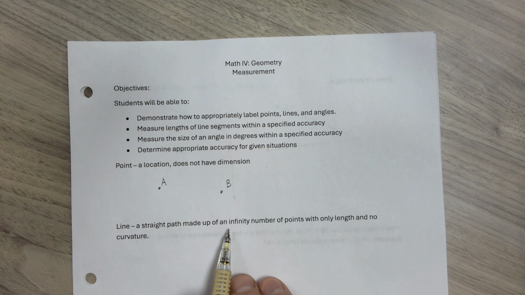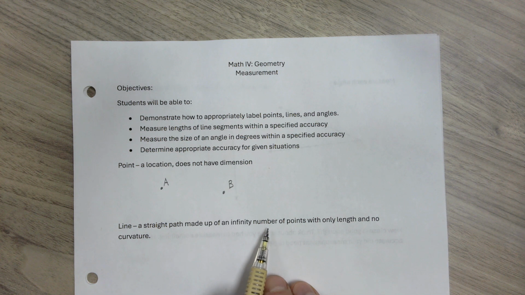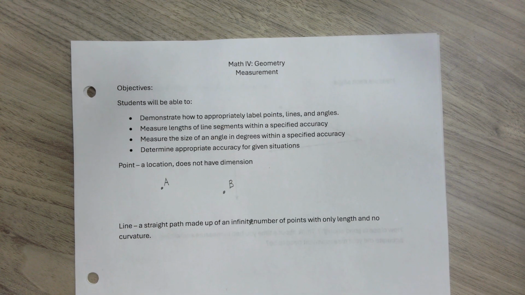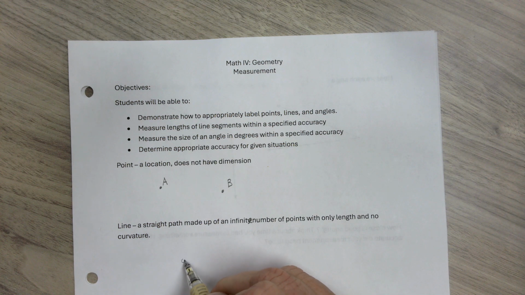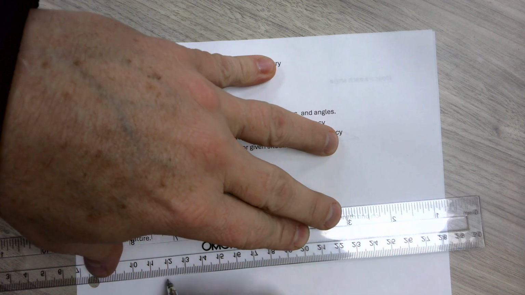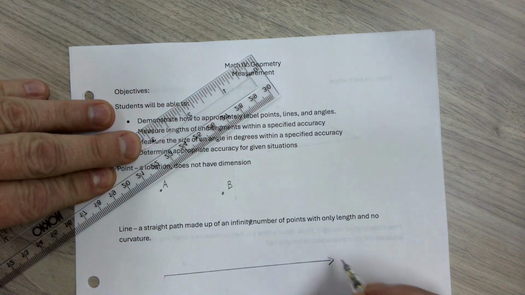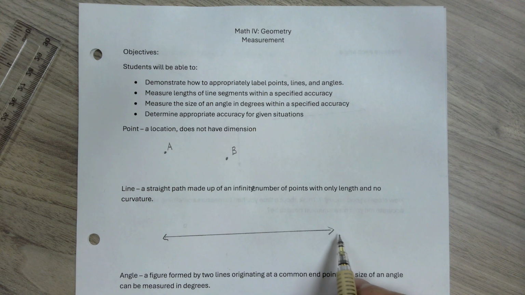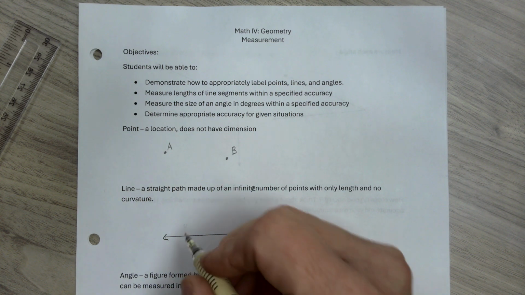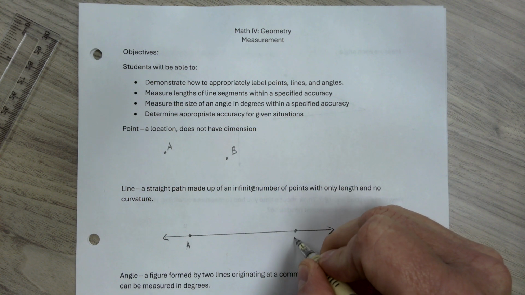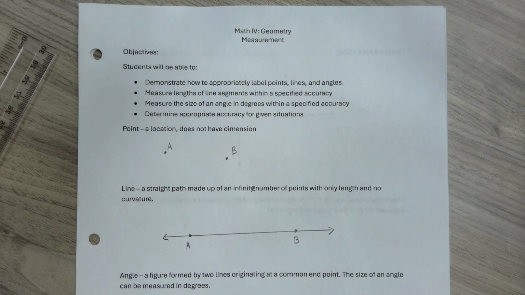A line is a straight path made of an infinite number of points with only length and no curvature. So for a line, I'll go ahead and pull out a ruler, and we'll make our line, and then I'm going to put arrows on both ends, and that will represent that this line is continuing in this straight path in each direction. Now there's a couple ways to label a line. We could call it line AB, using once again 2 points to define it.